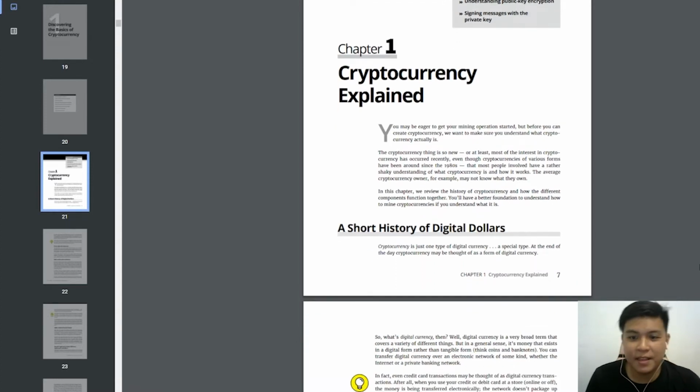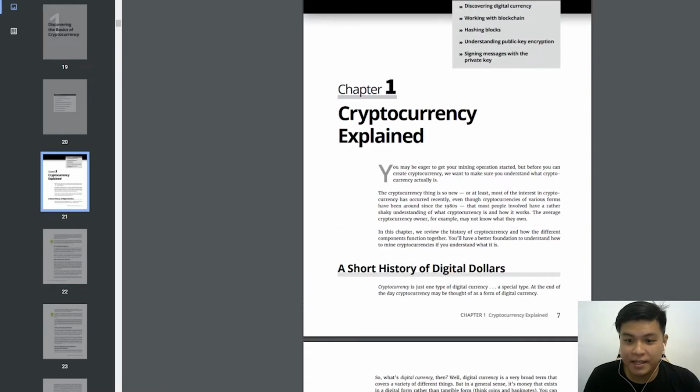The cryptocurrency thing is so new, or at least most of the interest in cryptocurrency has occurred recently, even though cryptocurrency in various forms has been around since the 1980s. That most people involved have a rather shaky understanding of what cryptocurrency is and how it works. The average cryptocurrency owner, for example, may not know what they own.